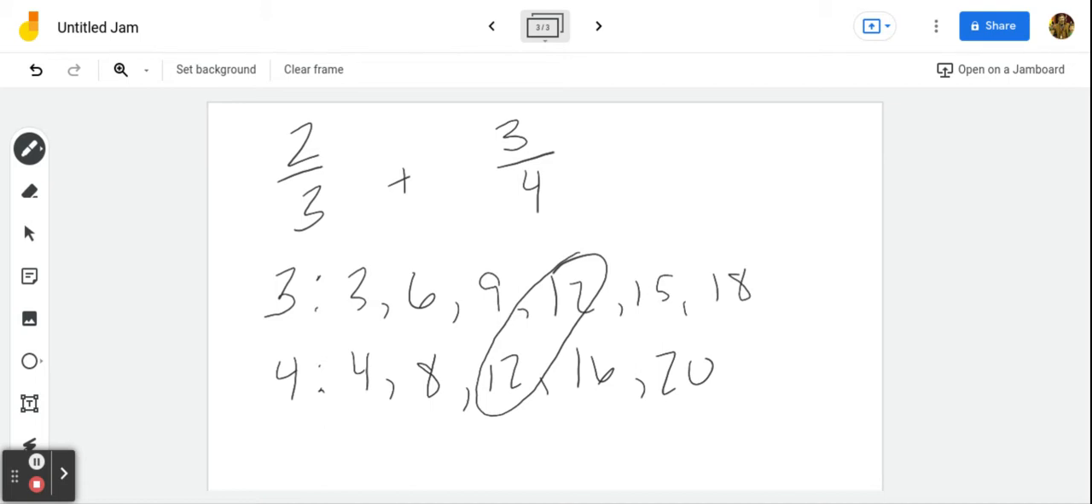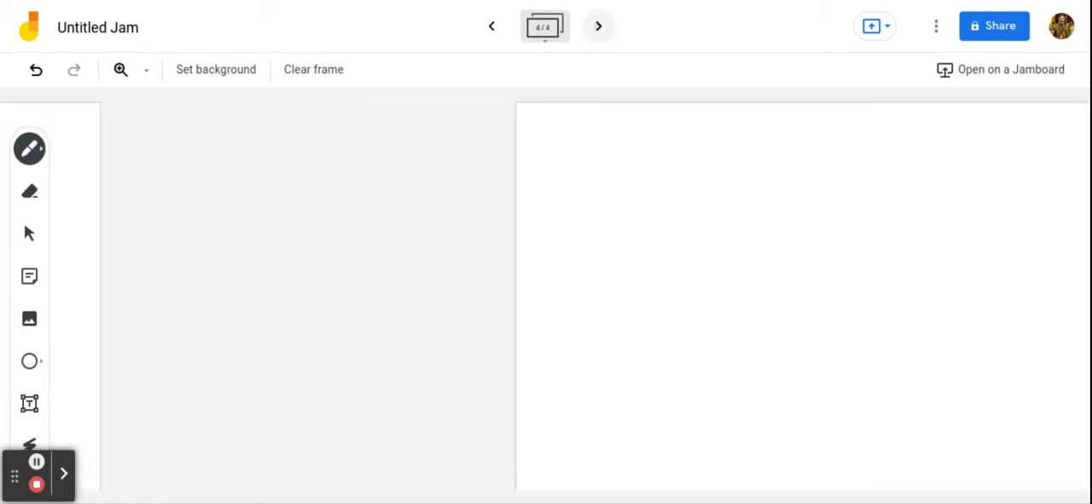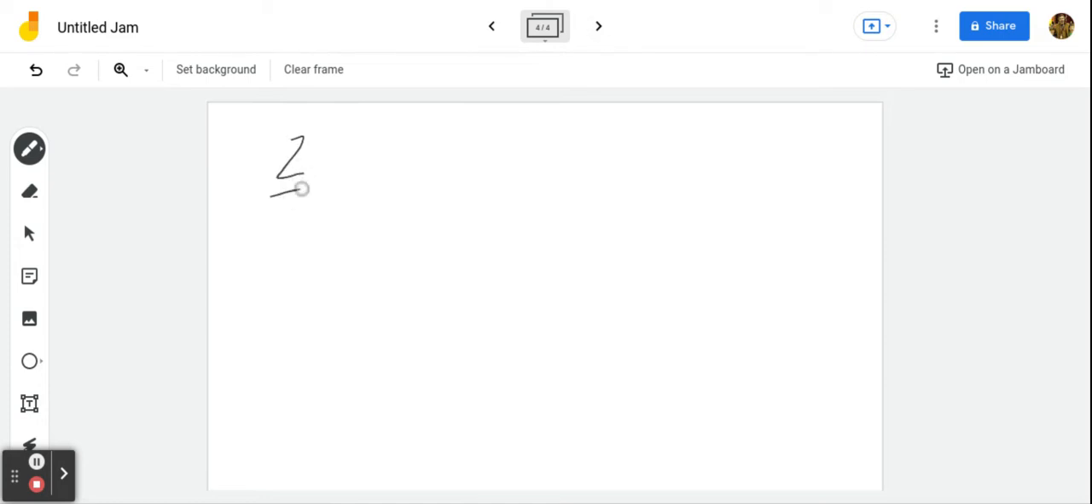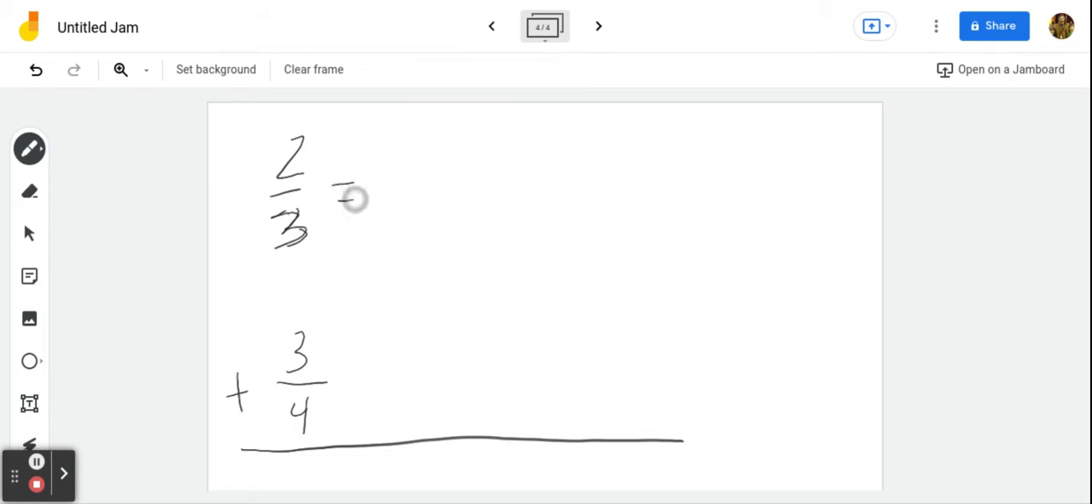So let's get started and let's rewrite these fractions. So we had 2/3 plus 3/4. We are going to write that vertically. And by vertically, I kind of mean up and down like this. Then we're going to set an equal sign for each of these, and we are going to use that common denominator we had to make equivalent fractions. So there's our common denominator.